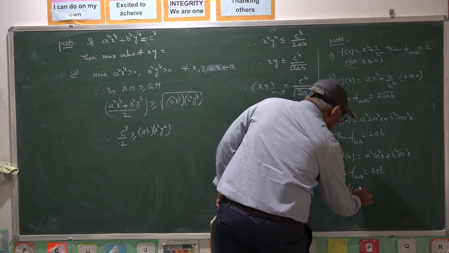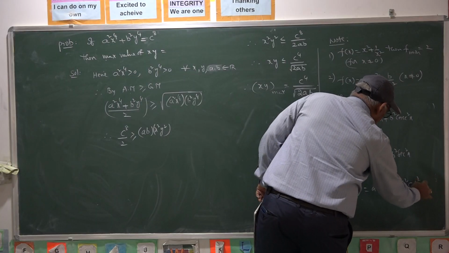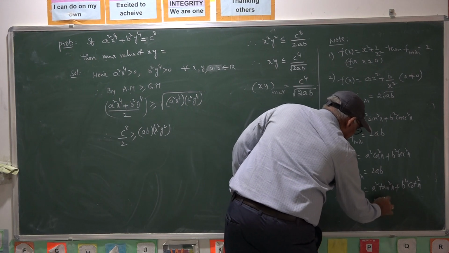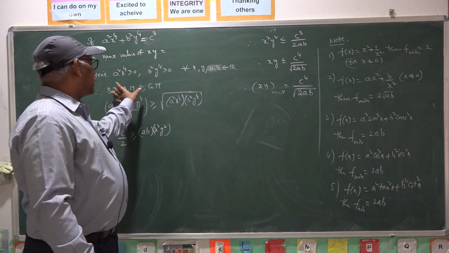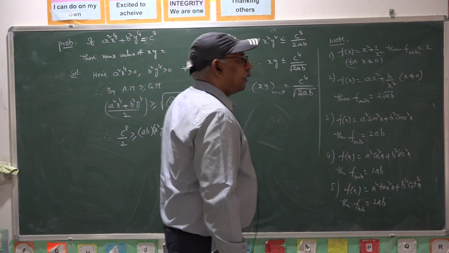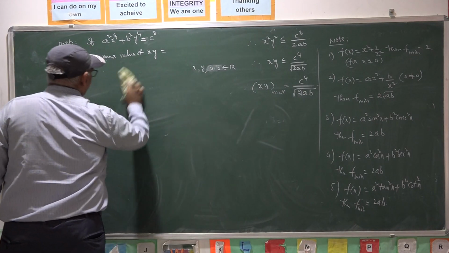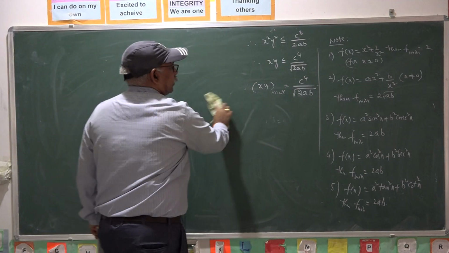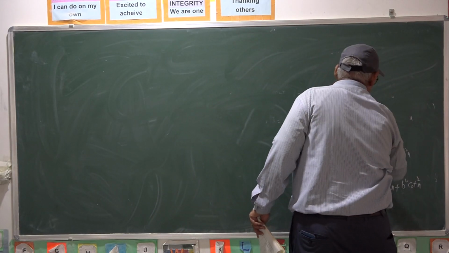Similarly, f(x) equal to a square tan square x plus b square cot square x. One is the reciprocal of the other. Then the minimum of f is 2ab. So these are all the functions whose minimum can be obtained by this relation, arithmetic mean is greater than or equal to geometric mean. This is a very important relation.